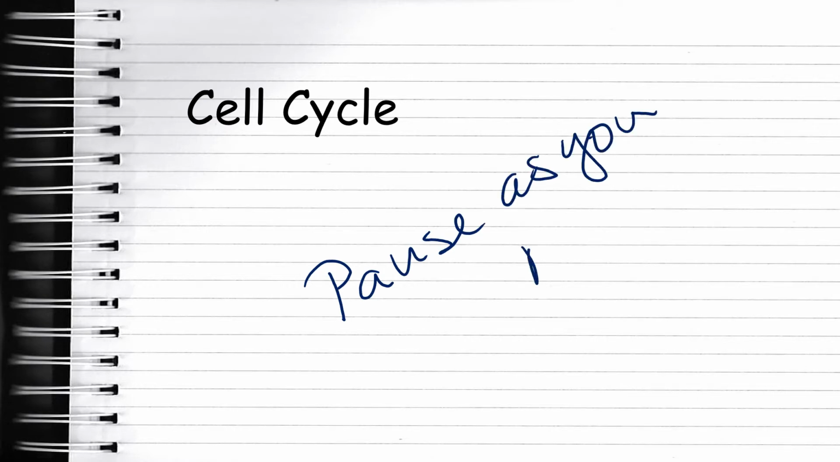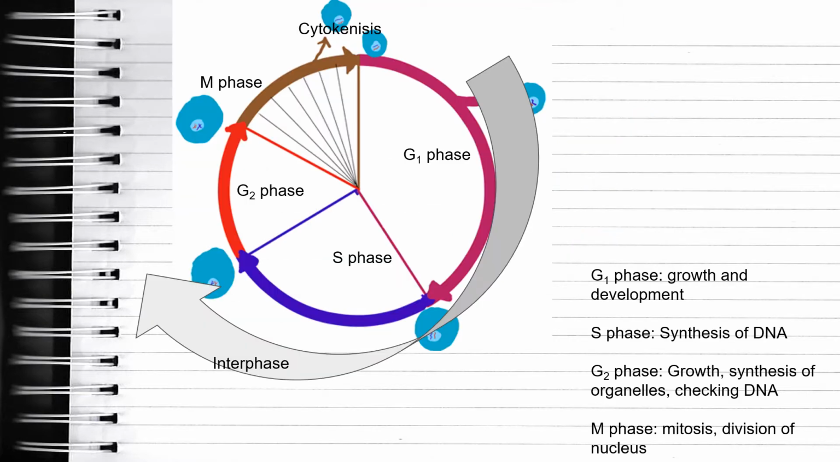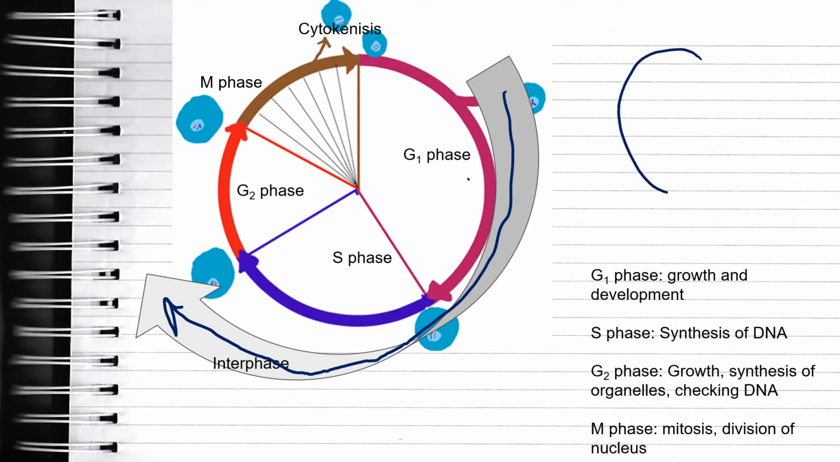Okay, cell cycle notes. Pause as you need. Okay, and your notes do not have this arrow, and that's all good. Just know that interphase includes the G1, the S, and the G2 phases. You should have little labels over here and just drag them over.